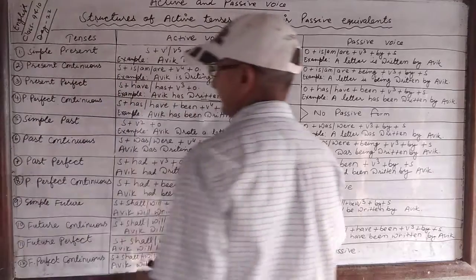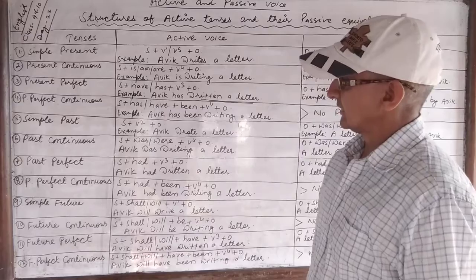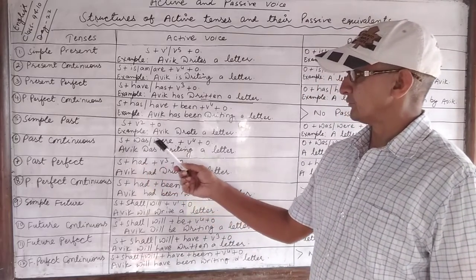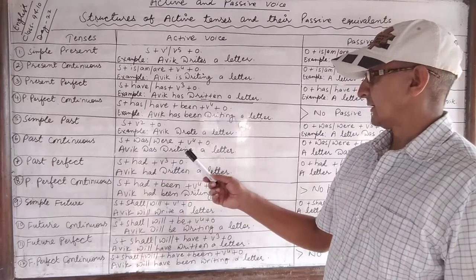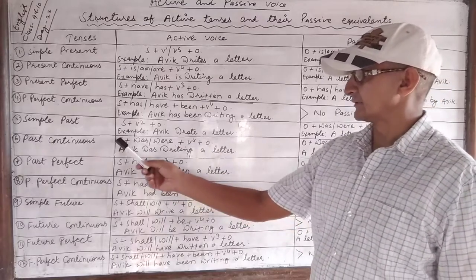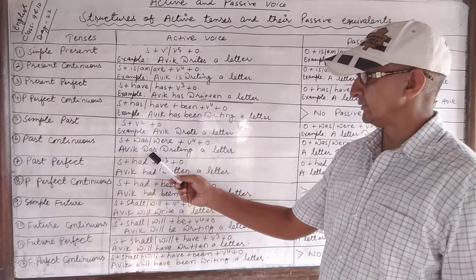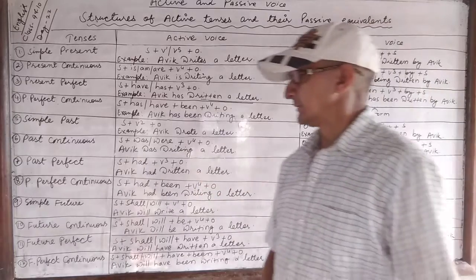Now next tense is past continuous tense. The structure of past continuous tense is subject plus was or were plus V-ing plus object. Avik was writing a letter. Avik is the subject, with a singular subject was is used here, and writing is V-ing, a letter is the object.